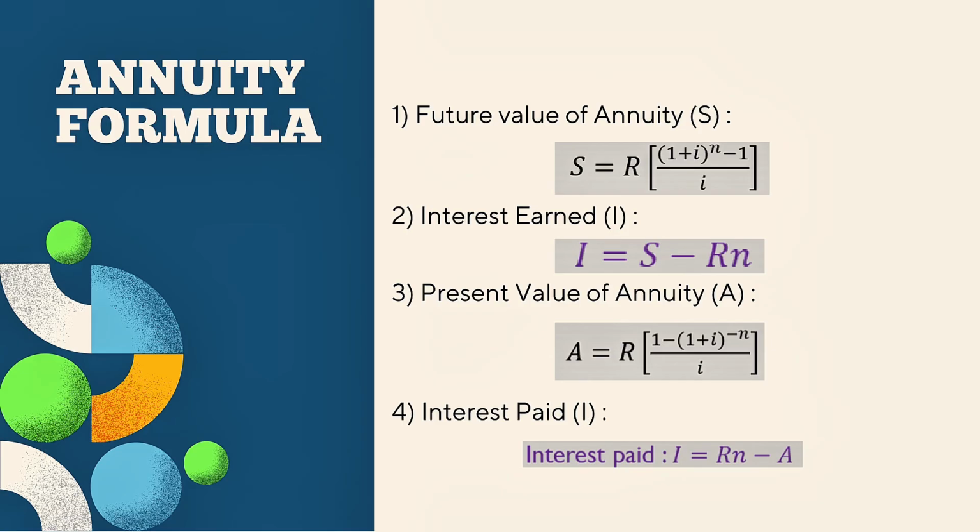And next we have the present value of annuity, known as A. The formula is A equals R times 1 minus open bracket 1 plus i close bracket to the power of minus n, divided by i. Last but not least, there's interest paid, also capital letter I, but the formula is slightly different from the interest earned formula. The formula is I equals R times n minus A.